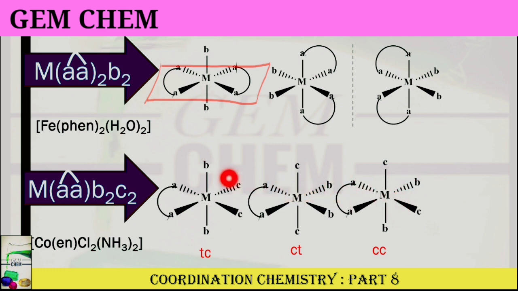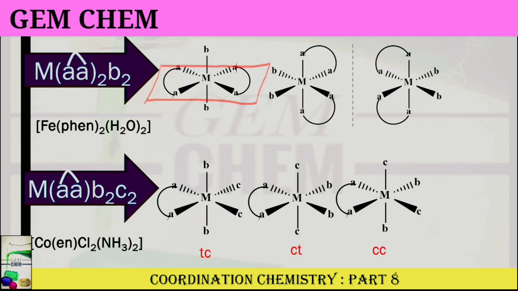The second one is trans and cis, that is you are keeping B and B trans to each other, whereas C and C are in cis position. And in the next one you are keeping C and C trans, whereas B and B are kept cis to each other. As a result you are getting three combinations, TC, CT and CC, where they are cis to each other. So let us find out the symmetry elements.